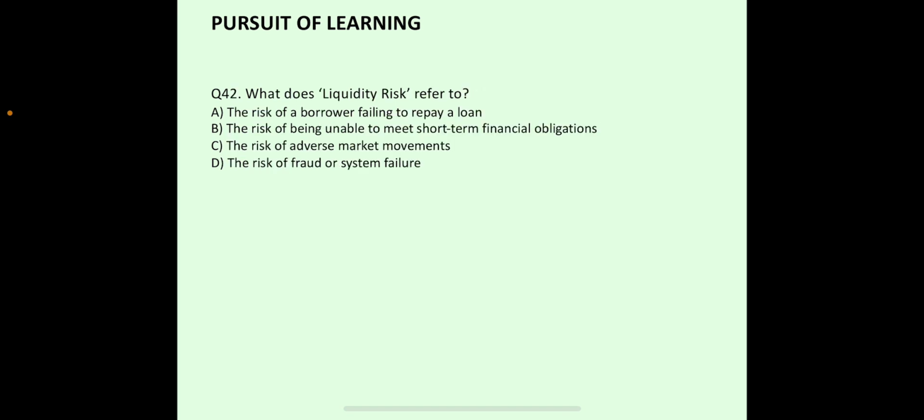What does liquidity risk refer to? The risk of a borrower failing to repay a loan, the risk of being unable to meet short-term financial obligations, the risk of adverse market movements, the risk of fraud or system failure. So the correct answer is option B, the risk of being unable to meet short-term financial obligations.